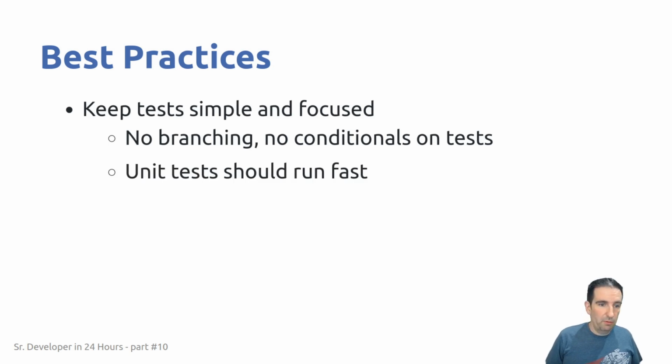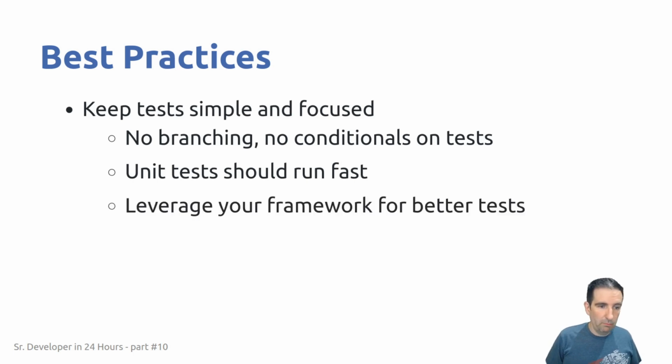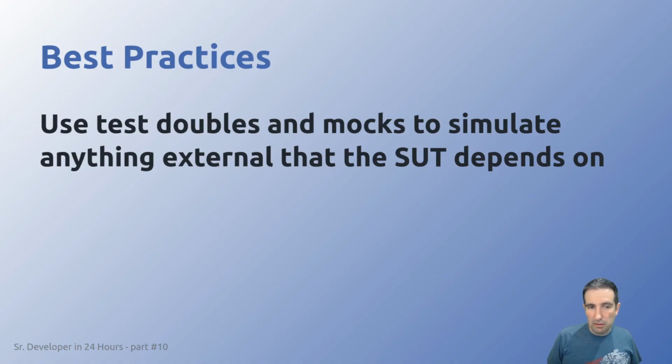Unit tests should be able to run fast. Developers should be able to get very quick feedback on the changes that they're making. And we also want to leverage our framework to have better tests. And finally, use test doubles and mocks to simulate anything external that the system under test depends on.